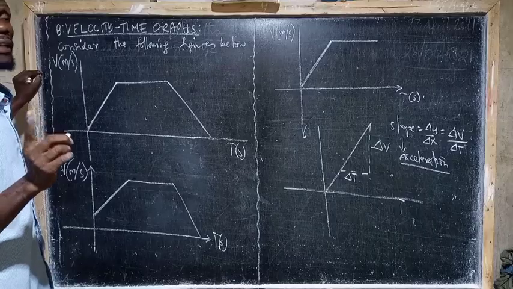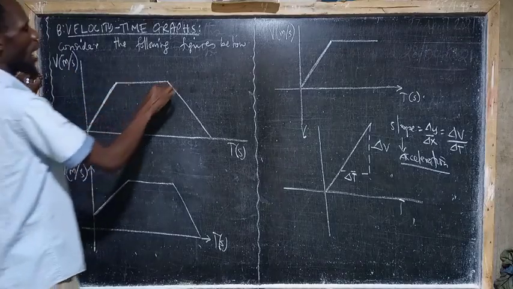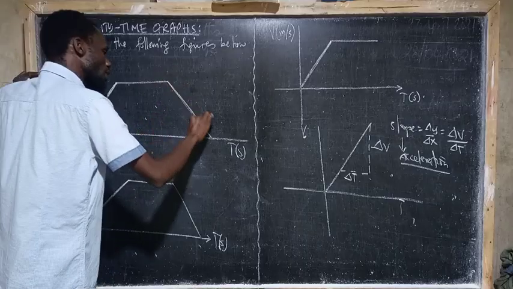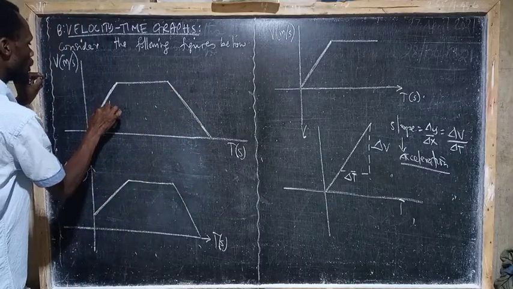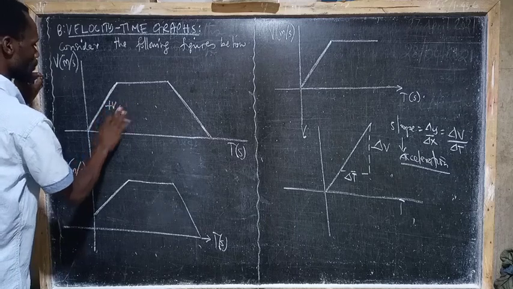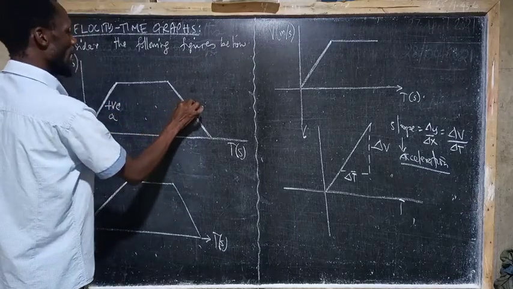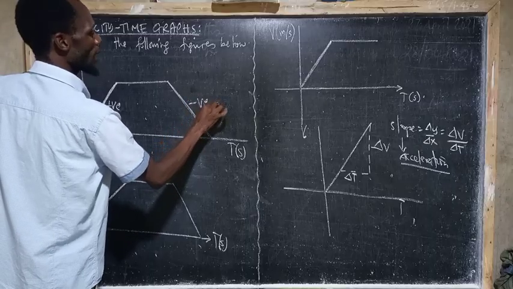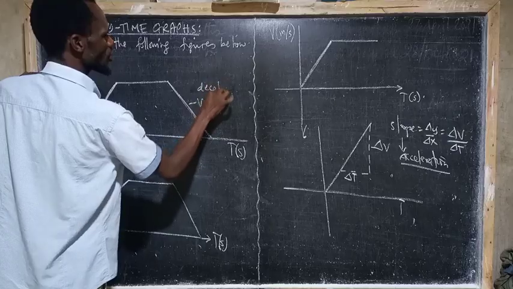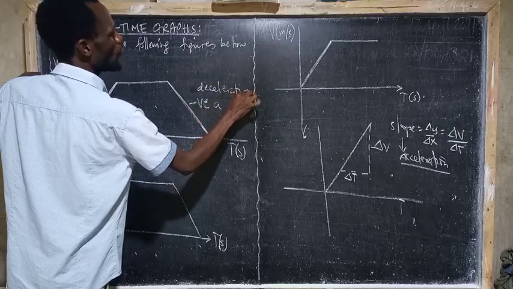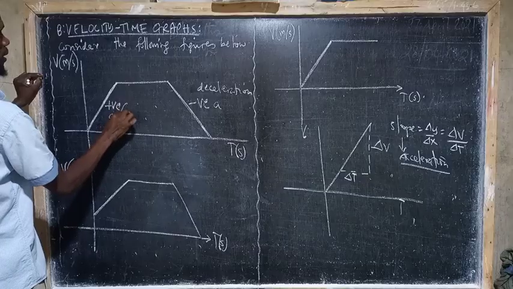That is very important. And we'll be having a positive acceleration and we'll be having a negative acceleration. That is called deceleration. So on this part, we are having positive acceleration. But on this part, we are having negative acceleration. That is deceleration. So we have here deceleration, which is the negative acceleration, and this is what we call acceleration.